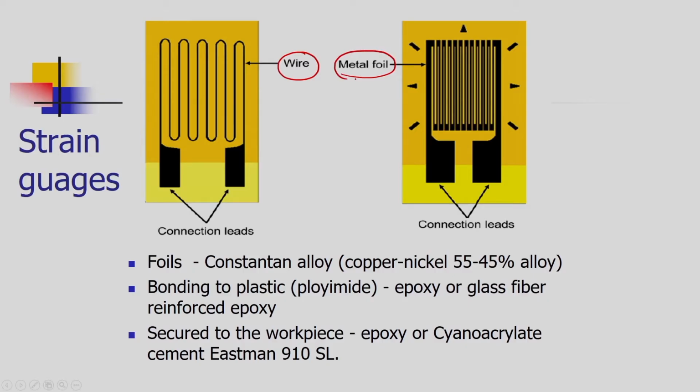In the second picture we are having a metal foil. So, the foil, instead of a wire, is nothing but a thin layer of the metal which is cut as per the required dimension. This foil is in continuous mode that you can see, and it has the connection leads. As I mentioned, the foils are also made up of Constantan alloy, and the foils are of the size of a postage stamp, and we are pasting these postage stamp like strain gauges on the mechanical element of which we want to measure the strain.